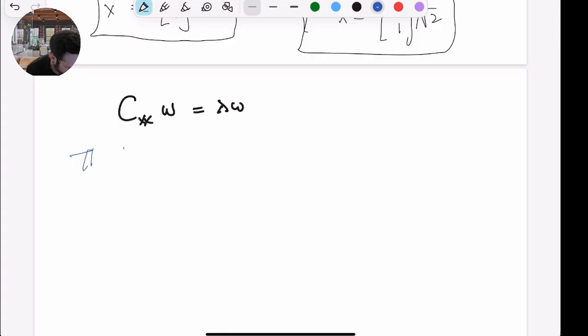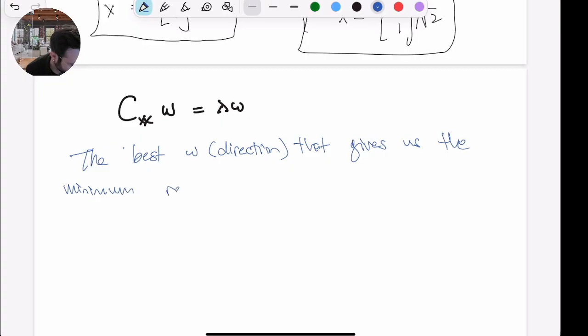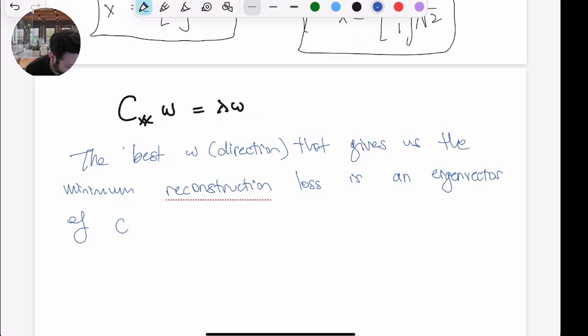the best w direction that gives us the minimum reconstruction loss is an eigenvector of the covariance matrix. What's wrong with my reconstruction? Anyway, covariance matrix C_XX. But which one?